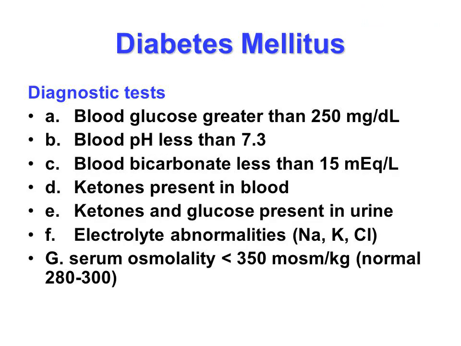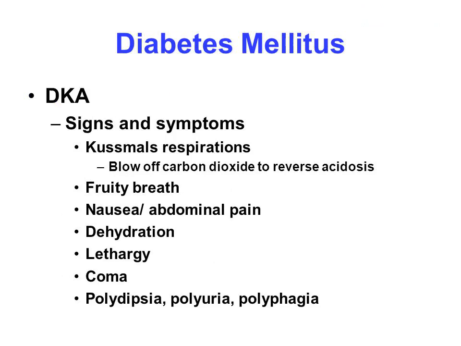Diabetes mellitus diagnostic tests. A. Blood glucose greater than 250 mg/dl. B. Blood pH less than 7.3. C. Blood bicarbonate less than 15 mEq/L. D. Ketones present in blood. E. Ketones and glucose present in urine. F. Electrolyte abnormalities, Na, K, Cl. G. Serum osmolality less than 350 mOsm/kg, normal 280 to 300.